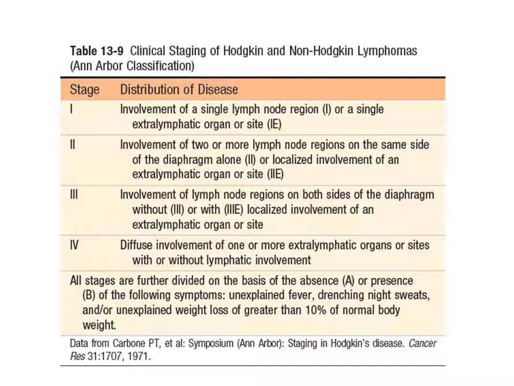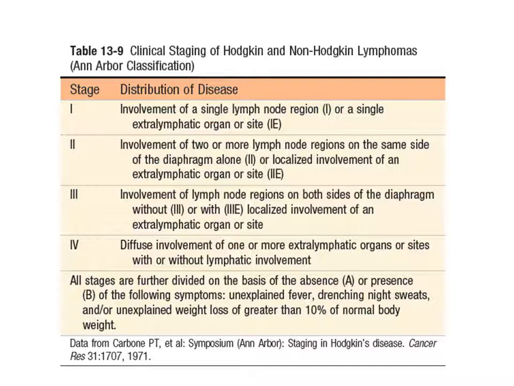Now this is clinical staging of Hodgkin and non-Hodgkin lymphoma, the Ann Arbor classification. With the development of more and more effective chemotherapeutic agents and antibodies, maybe this is not so important now, but before, this was treated on the basis of this classification. The treatment was different for different stages. Now this is the procedure for how we stage them.